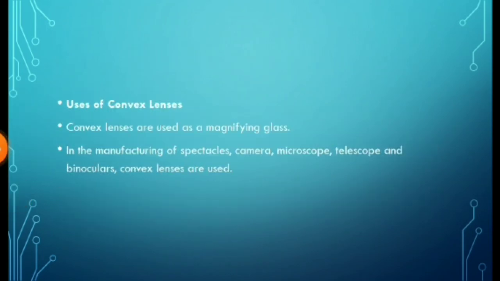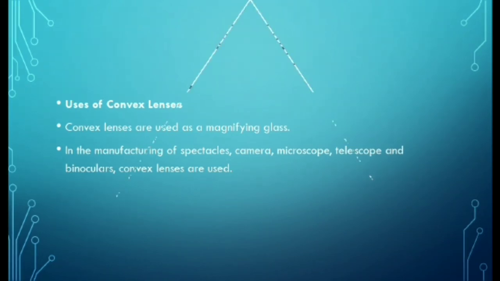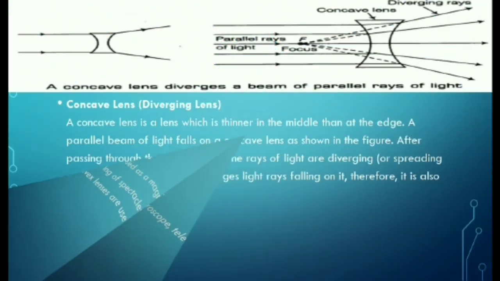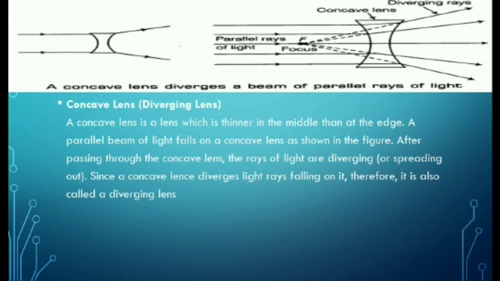Now let's see about the uses of convex lens. Convex lenses are used as magnifying glasses, and in the manufacturing of spectacles, cameras, microscopes, telescopes, and binoculars. So the next one is concave lens, which is also known as diverging lens.